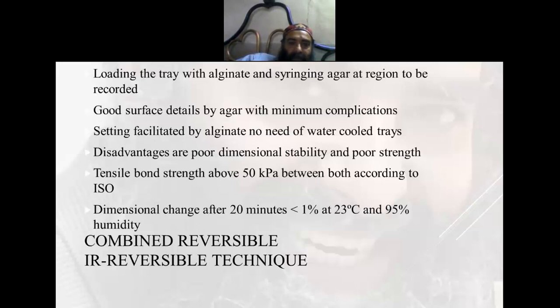Tensile bond strength above 50 kPa, kilopascal, between both is required according to ISO specifications. Dimensional change after 20 minutes should be less than 1% at 23 degrees centigrade and 95% humidity.